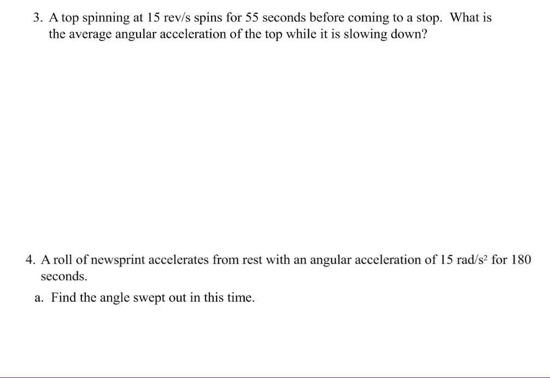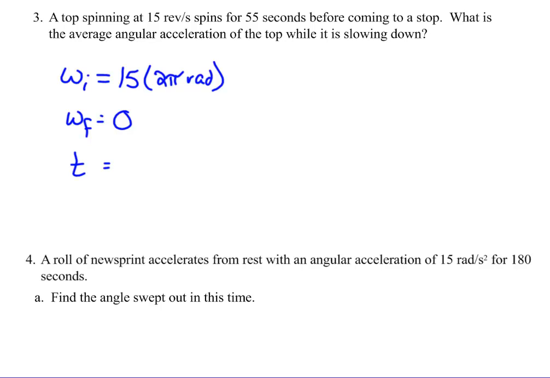All right, my next one, I have a spinning top, 15 revolutions per second, and I have a time that it's spinning, 55 seconds, and it's slowing down during this time. So I have an angular acceleration because my angular velocity is changing. So I'm supposed to figure out the average angular acceleration for the top. So this is a kinematic problem, really. My initial angular velocity is 15 times 2 pi radians. My final angular velocity is 0.